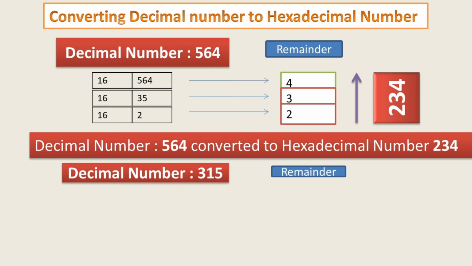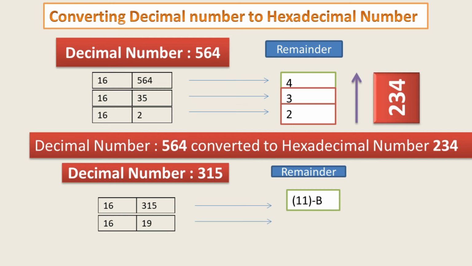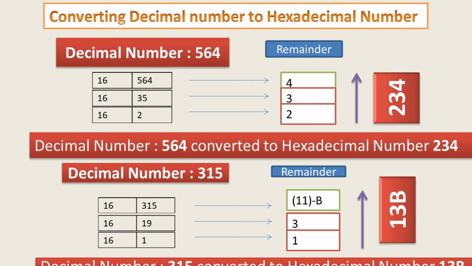But let us consider another decimal number, 315. Again I successively divide by 16. When I divide it by 16, the remainder is 11. We cannot write 11 because in hexadecimal numbers we have to write it as an alphabet, so it is B. Then the next remainder is 3, and the last one is 1. So the number will be 13B. So the decimal number 315, if converted to hexadecimal, becomes 13B.